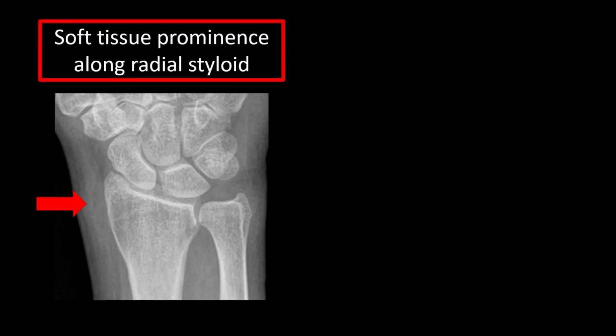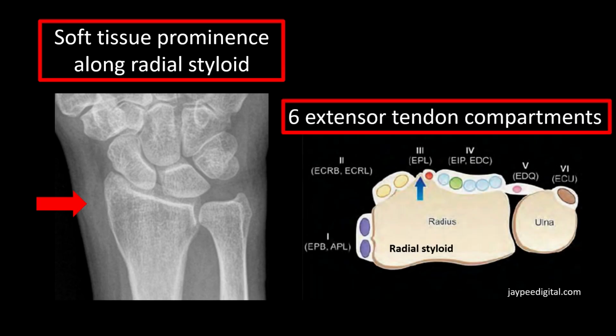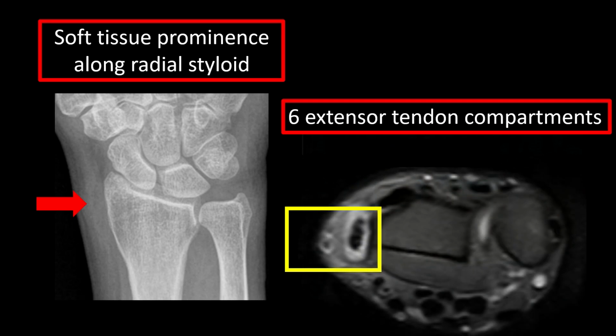So here's another case. We have a frontal radiograph of the wrist, and you see soft tissue prominence along the radial styloid. A lot of things live there, a lot of etiologies. But what we're going to talk about are tendons, and we know that we have 6 extensor tendon compartments. And along the radial styloid, we have the first extensor tendon compartment with the extensor pollicis brevis and the abductor pollicis longus. And on MR, you can see right along the radial styloid the edema, the synovial hypertrophy, the synovitis in that tendon sheath.